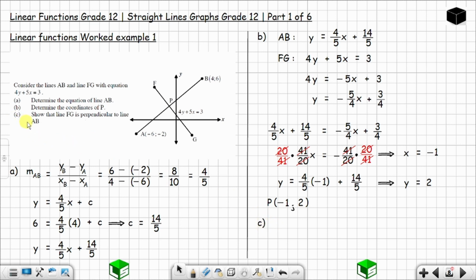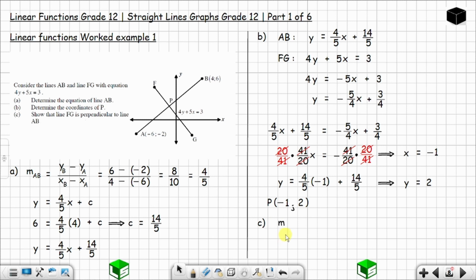Okay, and now question C. Question C says, show that line FG is perpendicular to line AB. We have to show that the line FG is perpendicular to the line AB. So you understand that from the previous slide, if you multiply the gradient of the two lines, you have to get negative 1. And if you get negative 1, it means that the two lines are perpendicular to each other.